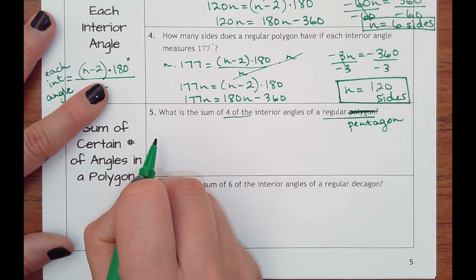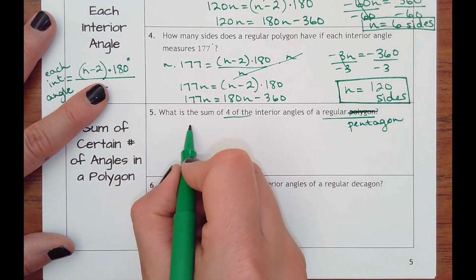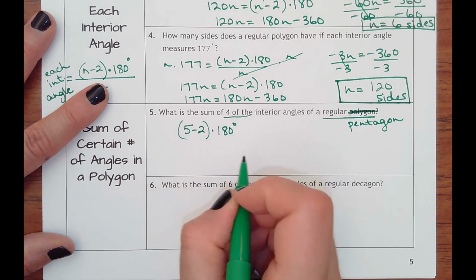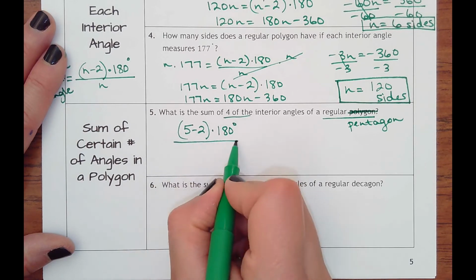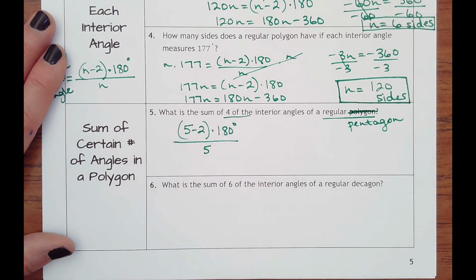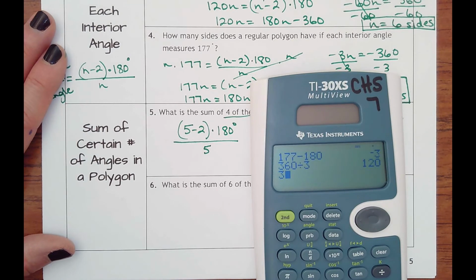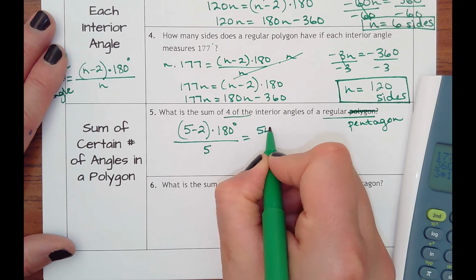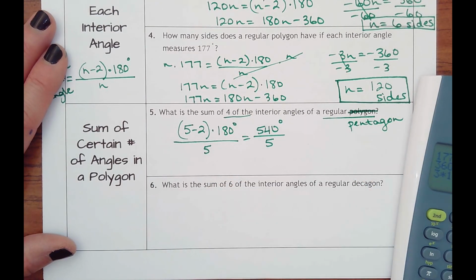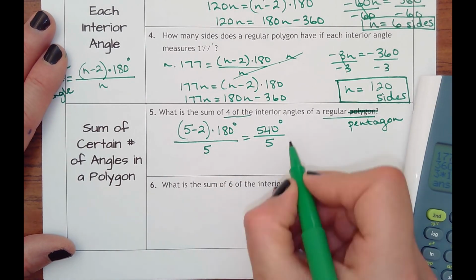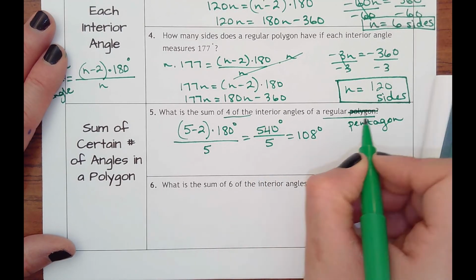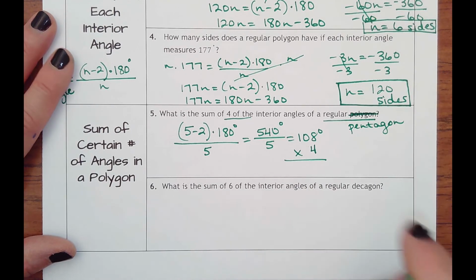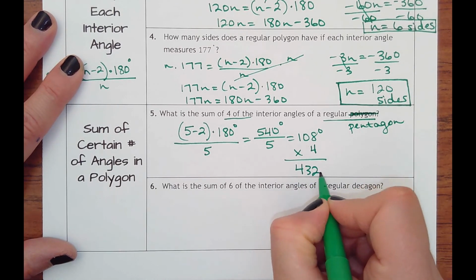So we would have to say that it's a 5-sided figure minus 2 would be how many triangles times 180 degrees, and then we'll divide that by the number of sides, which is 5. So 3 times 180 means there's 540 degrees total, divided by 5 angles. Each one is 108 degrees. But I want 4 of those, so take that times 4, and that would be 432 degrees for those 4 angles.